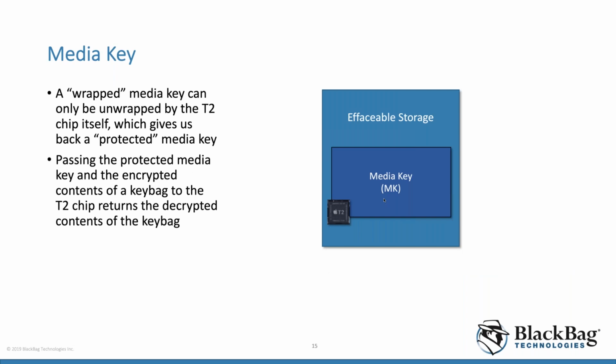The media key is stored in that effaceable storage on the T2 chip that we talked about. So you can take this wrapped media key, read this from the T2 chip, and the T2 chip can unwrap it for you. But that's only going to give you what we call a protected media key. And this protected key is not the same key that is actually used to decrypt the data. So you can't just take this protected key and decrypt the data in software. You need to take the protected key and the actual encrypted data that you're trying to decrypt and give them both to the T2 chip, and then the T2 chip will give you back the decrypted data. There's no way of actually getting the real encryption key that is used to encrypt this data out of the T2 chip.